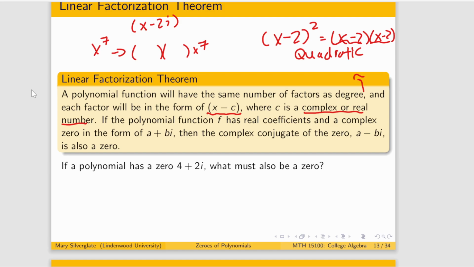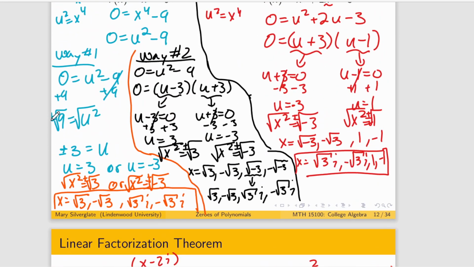If a polynomial function has real coefficients and a complex zero of the form a plus bi, then it also has the complex conjugate a minus bi. So let's actually pause there because it's sort of a hidden, really powerful idea. And let's look at some of our previous examples here.